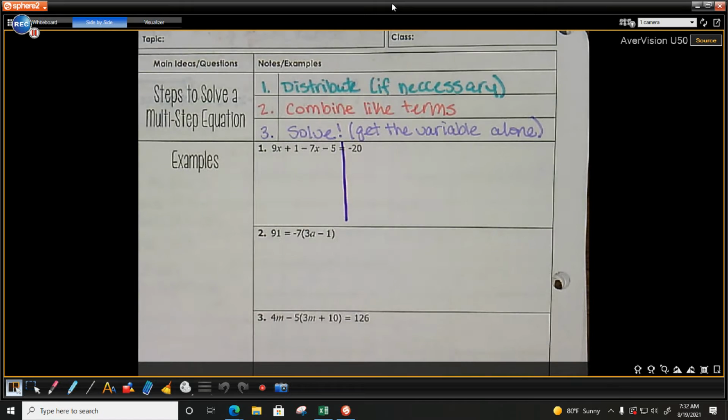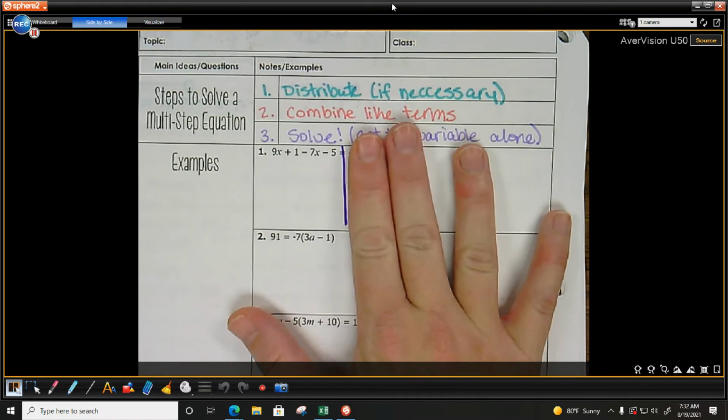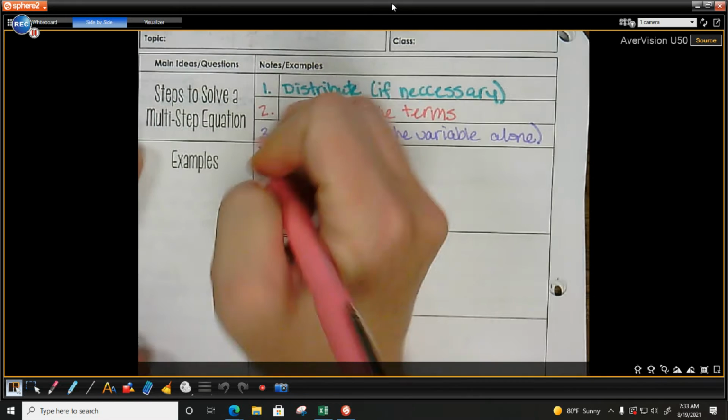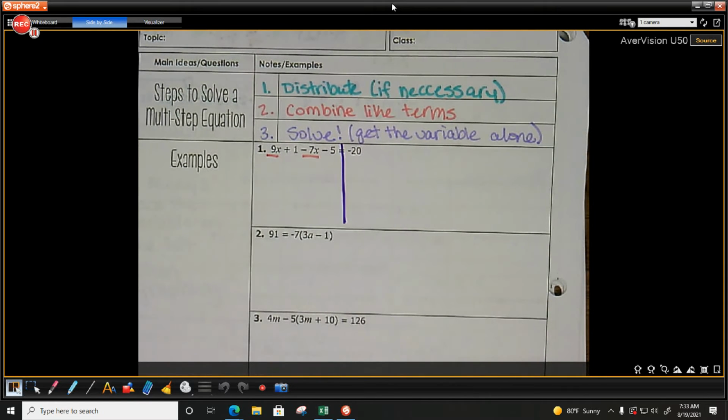So, is there any distributing that we need to do? No. Is there any combining like terms we need to do? Yes, looking at that left side, do I have like terms? Yeah, what are they? And guys, we're not doing an opposite operation because we're not moving anything from one side of the line to the other. All 4 of these terms are on the left side, so we're just doing exactly what it says. The 9x minus 7x are both on the left side, so we're just combining them. What's 9x's minus 7x's? 2x's.